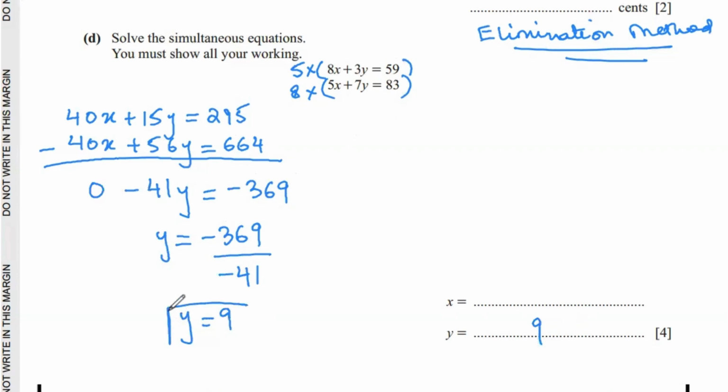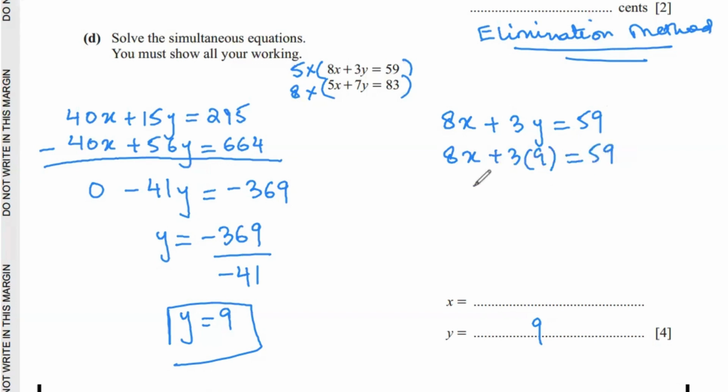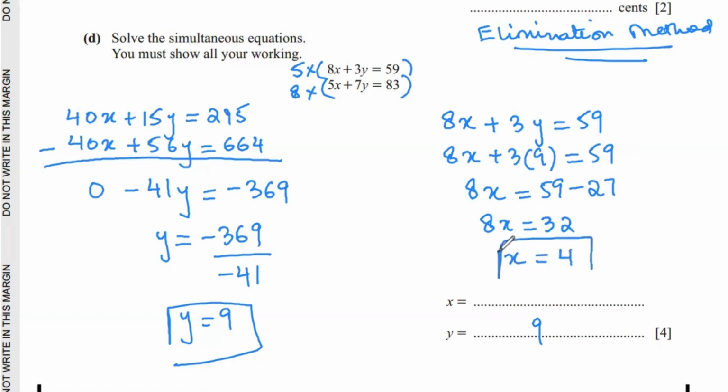Then we substitute this back into either of the equations, whether the new ones or the old ones. You'll get the same answer. So if I pick the first one, 8x plus 3y equals 59. Substitute y equals 9. So 8x plus 3 times 9 equals 59. 8x equals 59 minus 27, which is equal to 32. And x equals 4. So that is your answer.